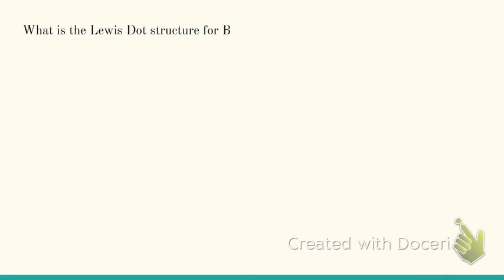All right, let's take a look at our Lewis structure for boron. So our B. It is in column 13, or column 3, as we sometimes call it. So 3 valence electrons, so we get our 3 dots. Again, we go in that clockwise fashion around our symbol. And that is our Lewis dot structure for boron.